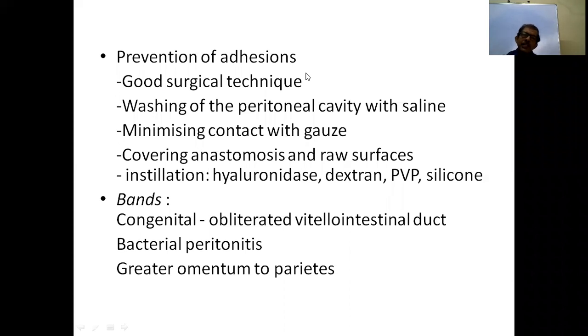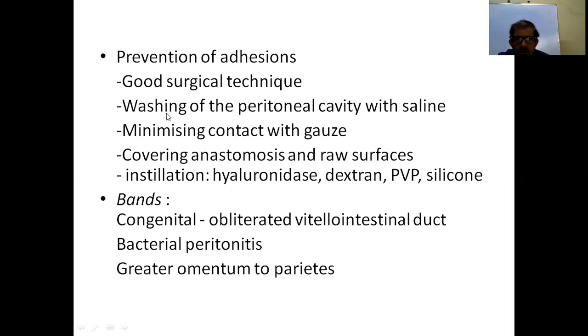So how to prevent adhesions: instead of treating, you have to prevent them. First thing is good surgical technique. There is no alternative to good surgical technique. And of late, laparoscopy, because it is minimal intervention, is another mode of preventing adhesions.